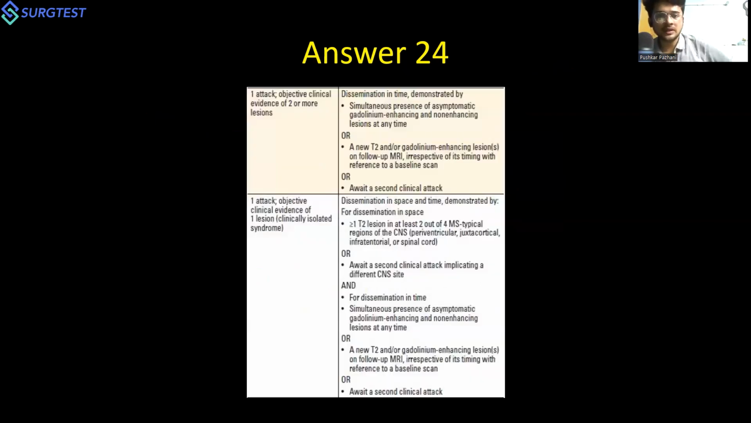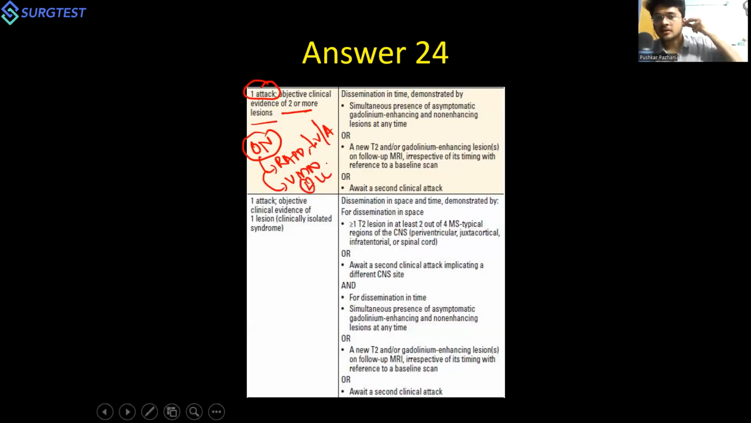Now let's go to scenario number 3, and this is the scenario for our patient. So the patient has only one attack. Okay, the patient is presenting to you for the first time with only one attack, but you have clinical evidence of 2 or more lesions. Let's take our case. She is presenting to us with optic neuritis, only one attack. But on clinical exam, she has an RAPD and decreased visual acuity in the affected eye, and she also has some UMN signs in the left lower limb. So she has objective evidence of 2 or more lesions.